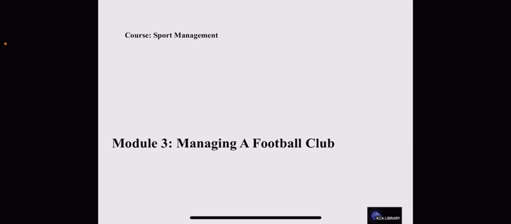This is the module for this course, and in this module, we'll be looking at managing a football club. However, let's quickly remind ourselves that in our previous modules, module 1 and module 2, we were able to introduce ourselves to sports management as a whole, which is the main topic for the course, where we look at the meaning of sports management, the definition of sports, and the different types of sports from different perspectives.